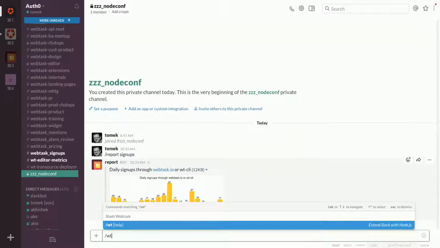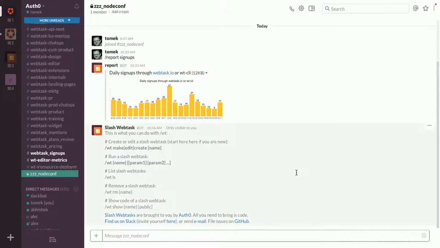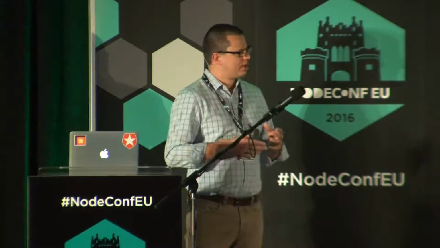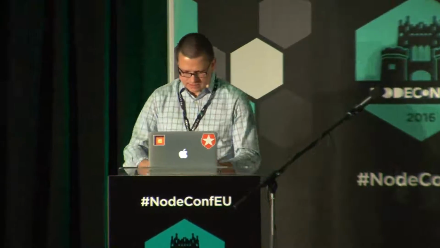So we created a slash webtask called WT. This is a slash webtask that is essentially the moral equivalent of the WT CLI that you just saw a moment ago in the terminal. So it allows you to create webtasks right from within Slack and also run those webtasks from within Slack. So you can think of it as a very dynamic way of creating slash commands. So let's take it for a spin.